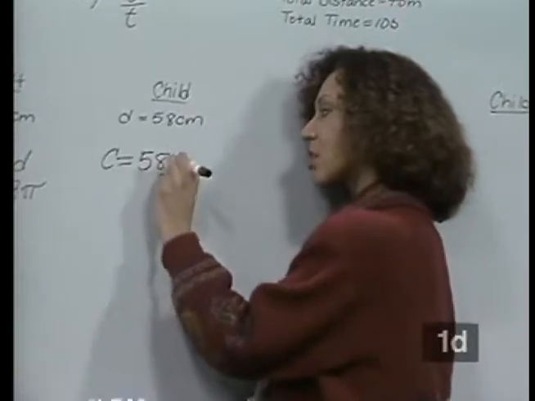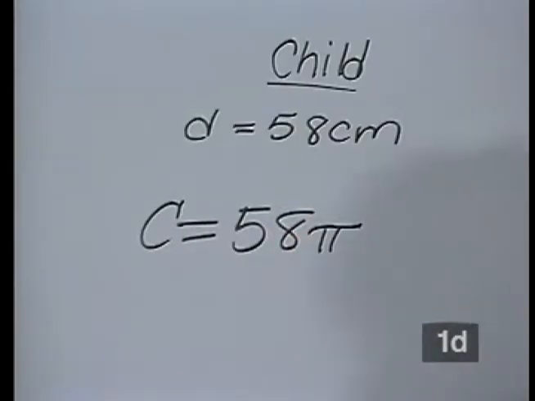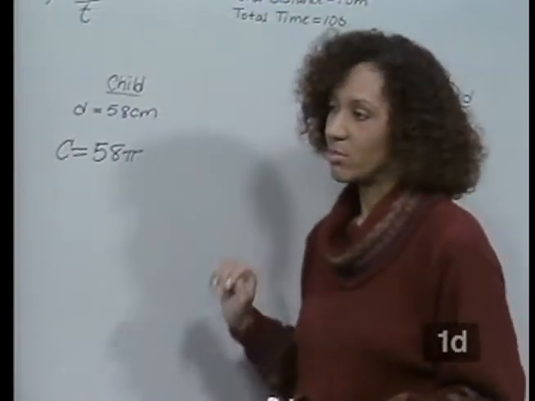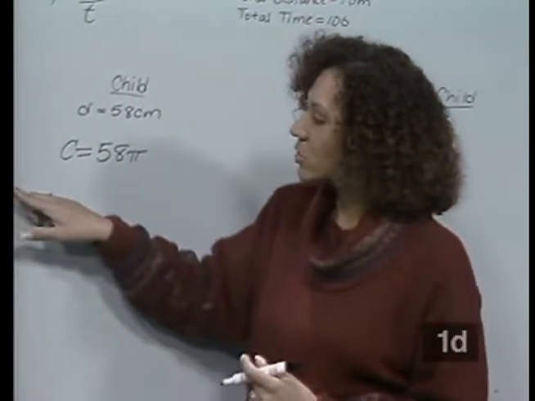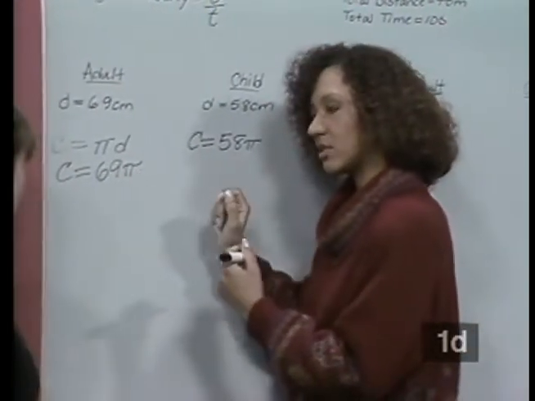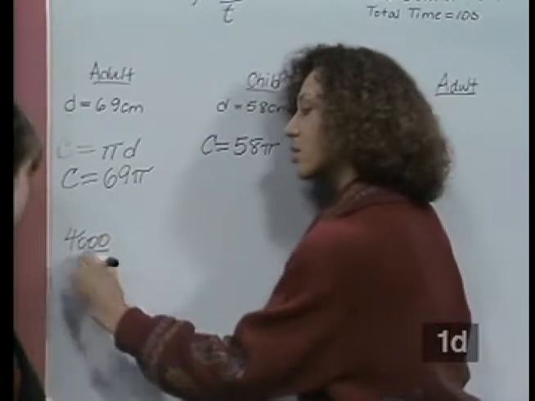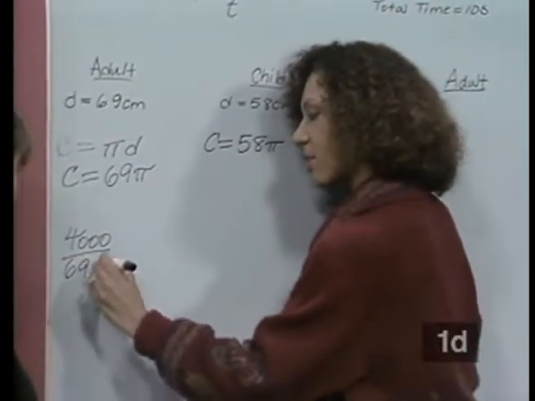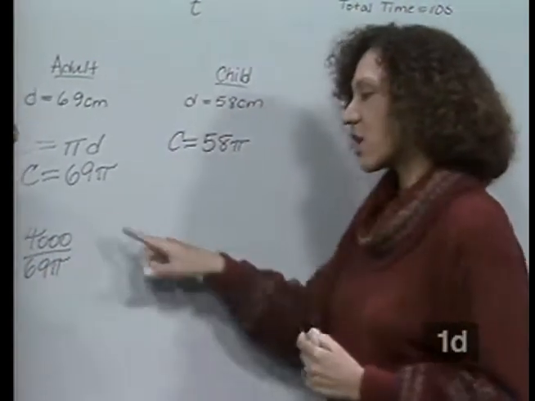58 pi. So what we need to calculate now is? How many revolutions it made in the distance. In the total distance. And the total distance they traveled, incidentally, was 40 meters. So then the number of revolutions she would make in 40 meters would be what? How would we calculate that? Since this is still in centimeters, we would have to use 4,000 centimeters. Right. And divide it by the circumference of the wheel, which is 69 pi. Now, that gives us the number of revolutions.